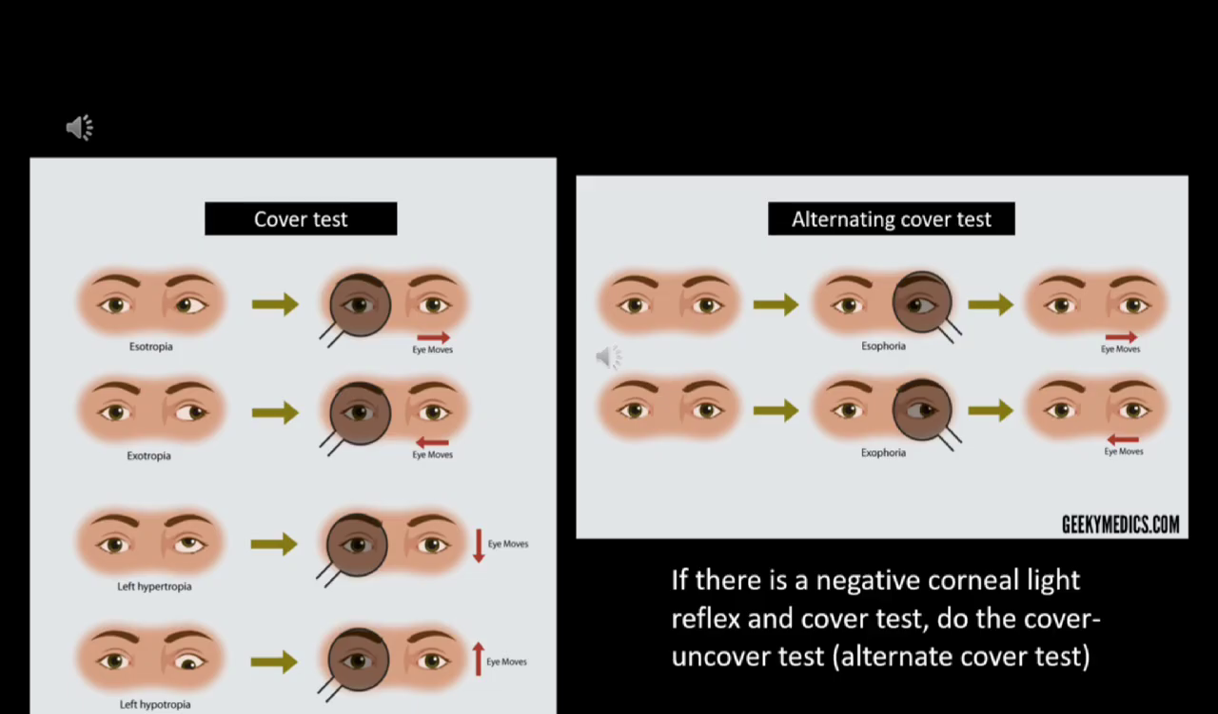The second test for strabismus is the cover test, where we cover one eye and look for the movement of the second eye. If the second eye moves outward, that means that it was deviated inward, and we have esotropia. Oppositely, if the eye moves inward, that means that it was deviated outward, and we have exotropia. Same applies for hypertropia and hypotropia.